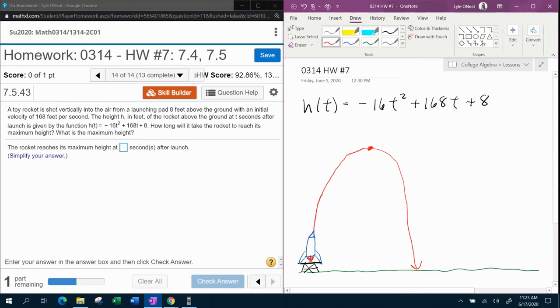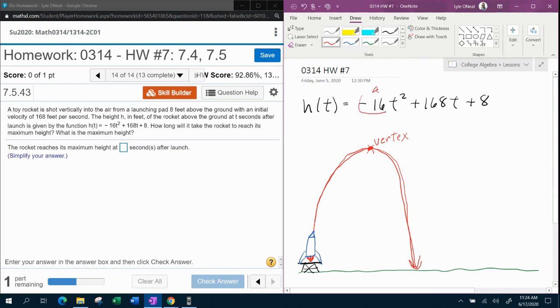So if you notice, the path of this rocket looks like a parabola. And where does the maximum or the minimum occur on a parabola? That's right, it occurs at the vertex. So if I want to know the maximum height, or when we reach the maximum height, I need the vertex. So really, to boil this down, we're looking for the vertex. And that's going to be super easy since this function is in standard form.